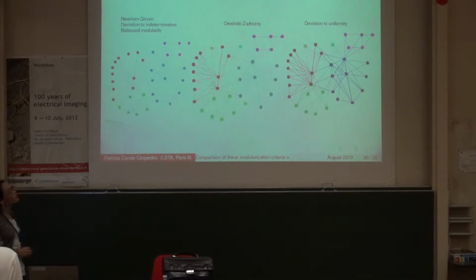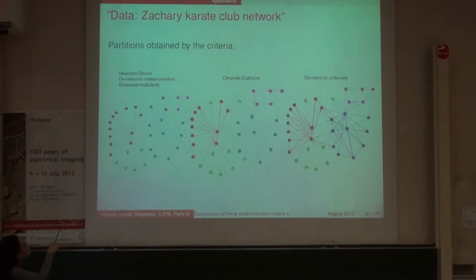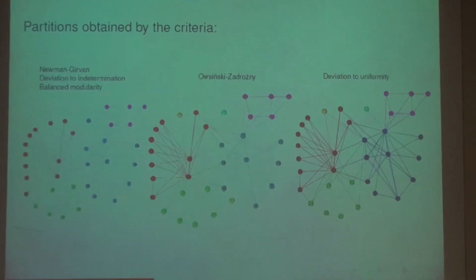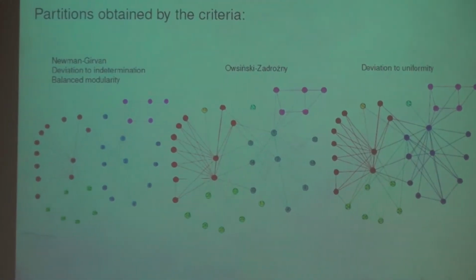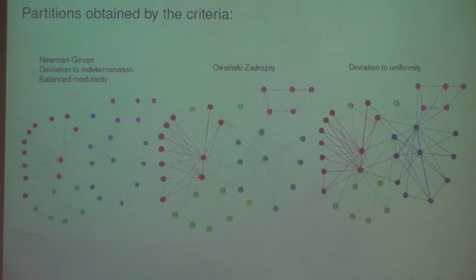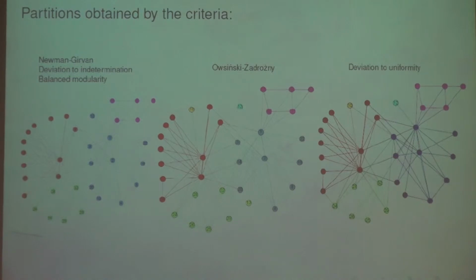And here we have the partitions formed. Look at that. Every color is a cluster. We can see some similarities between the partitions found. First of all, all the criteria separate the pink nodes. Most of them separated the green nodes. Two separated node number 10.